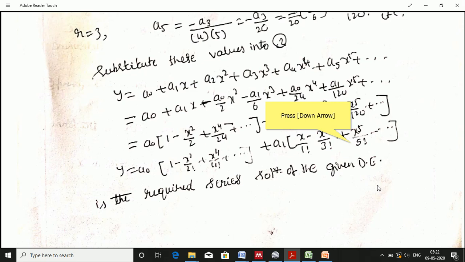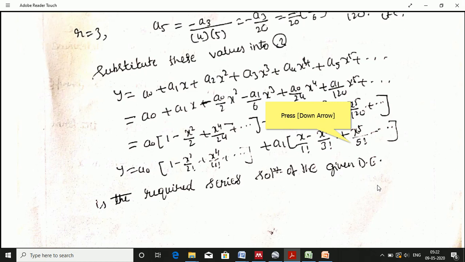This is of the form y is equal to a0 into f of x plus a1 into g of x, where f of x is 1 minus x square by 2 factorial plus x to the power 4 by 4 factorial plus dot dot dot, an infinite series. And g of x is x by 1 factorial minus x cube by 3 factorial plus x to the power 5 by 5 factorial plus dot dot dot, another infinite series.